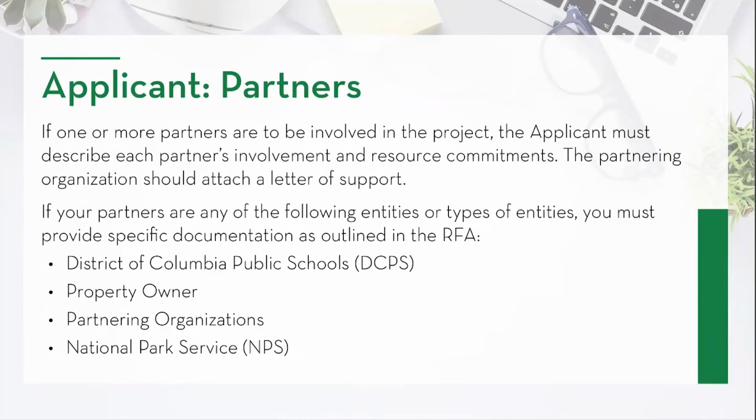So there's guidance on how to include project partners. It states in the RFA, if one or more partners are to be involved in the project, the applicant must describe each partner's involvement and resource commitments. The partnering organization should attach a letter of support. If your partners are any of the following entities or types of entities, you must provide specific documentation as outlined in the RFA. Those entities are District of Columbia Public Schools or DCPS, property owner, partnering organizations, and the National Park Service or NPS.